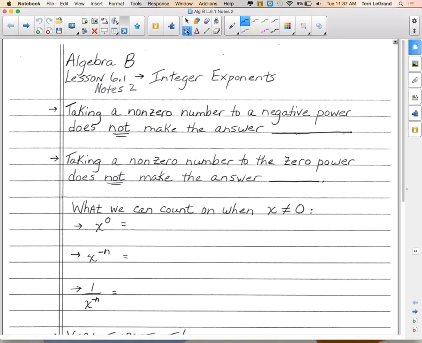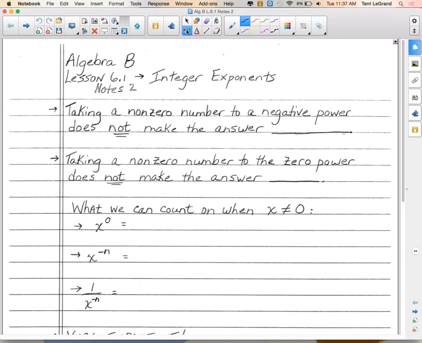3 to the positive 3 power means 3 times 3 times 3. 3 to the second power means 3 times 3. 3 to the first power, even though we don't typically write it, it's there. What's that mean? 3. So this is 27. This is 9. This is just 3.